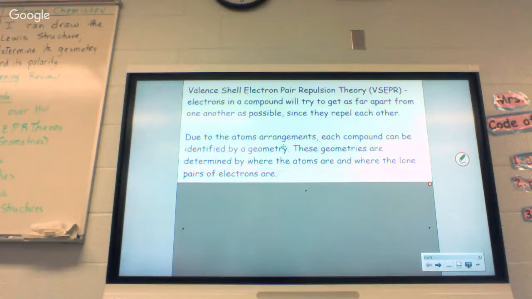They're going to be determined by where the atoms are and where the lone pairs of electrons are. Now, does anybody remember what I said a lone pair of electrons was yesterday? The ones by themselves. What they look like in our Lewis structure. They're the dots. Okay, that's all I need you to tell me. The lone pairs are the dots.